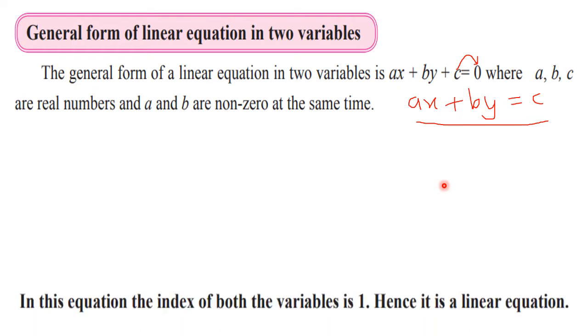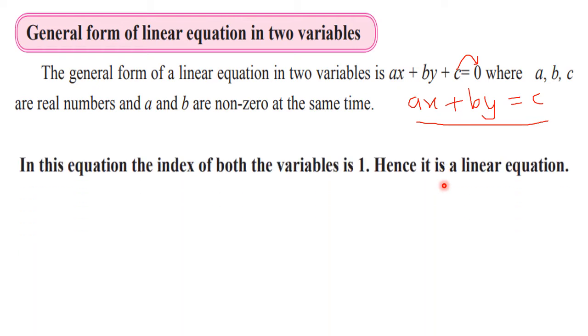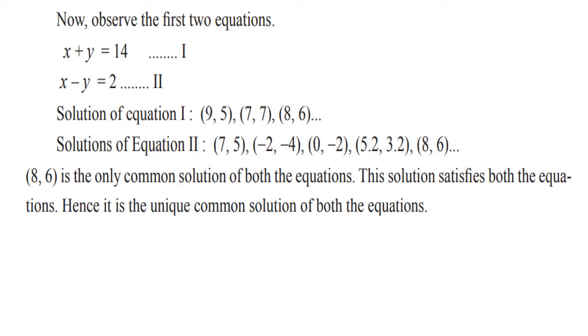Now let's go ahead. Such an equation is called a linear equation in two variables, because the index of both the variables is 1. In both places the highest index, or degree, is 1. Now, as I said previously, we will think about two different equations.